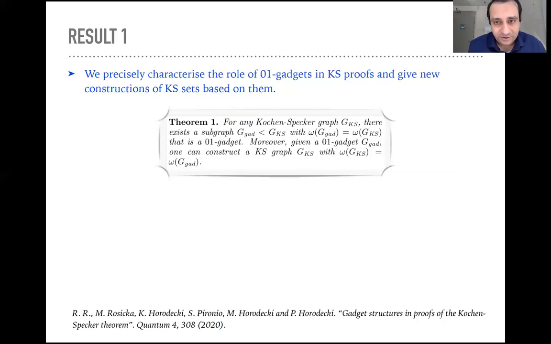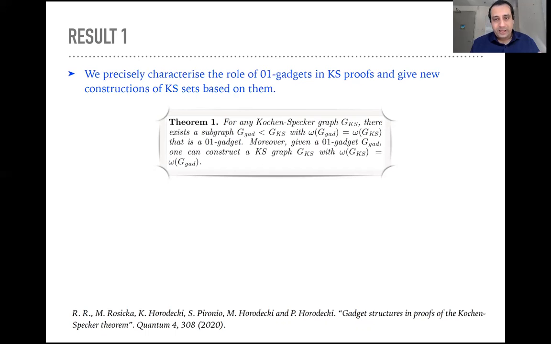So this is a very general statement that says, irrespective of whatever graph you show me, as long as you state that this is a proof of the Kochen-Specker theorem, then there is always a subgraph inside it that is a 0, 1 gadget, meaning that in this subgraph, there are two vertices that are not adjacent on their own, but you cannot assign the value 1 to both of them. So what is the point of that?